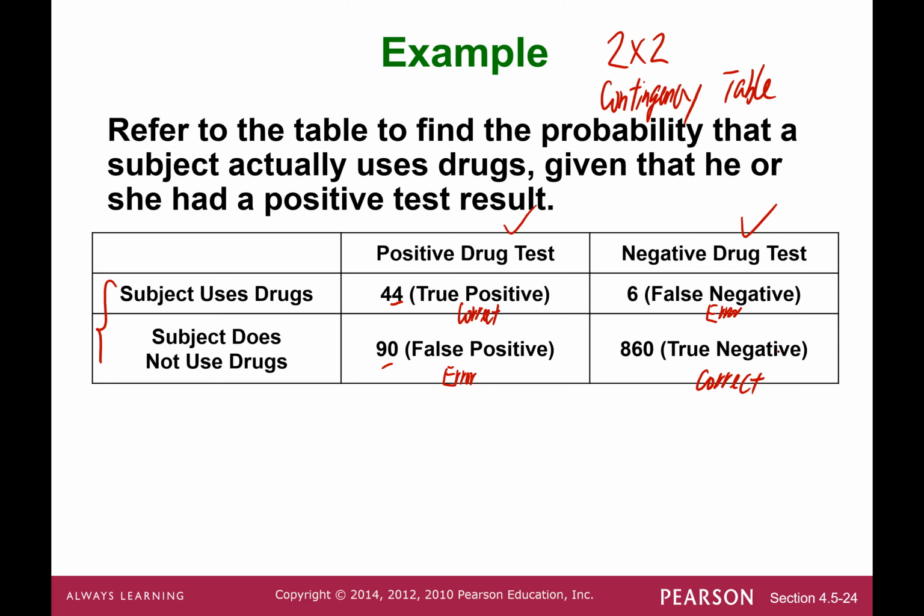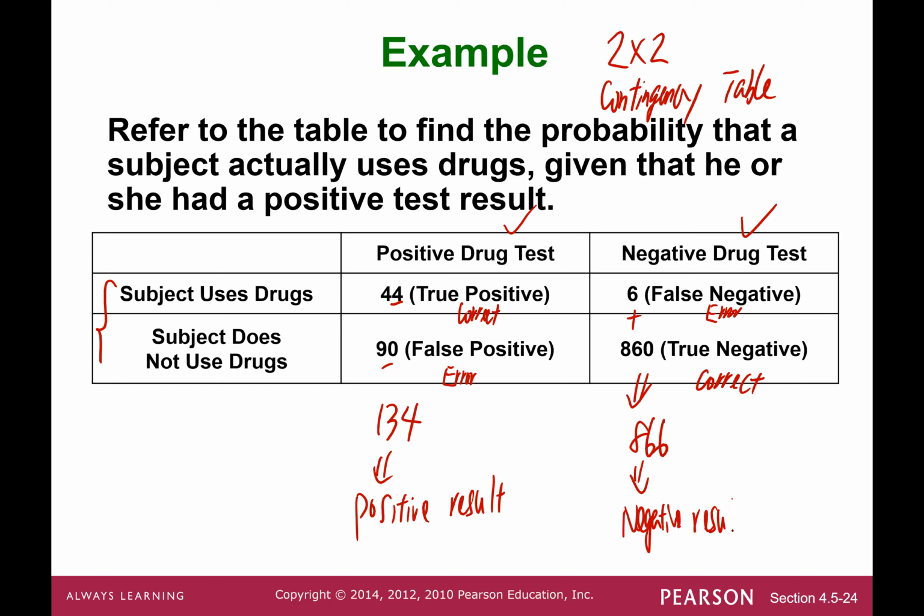But let's think about this. What if you add in 44 and 90, you get 134? What does that tell us? This 134 indicates positive test result. Total positive test results, right? No matter whether the subject is using drugs or not using drugs. You sum up 6 and 860 here, you get 866. And this number indicates total negative test result, no matter whether the subject is using drugs or not using drugs.